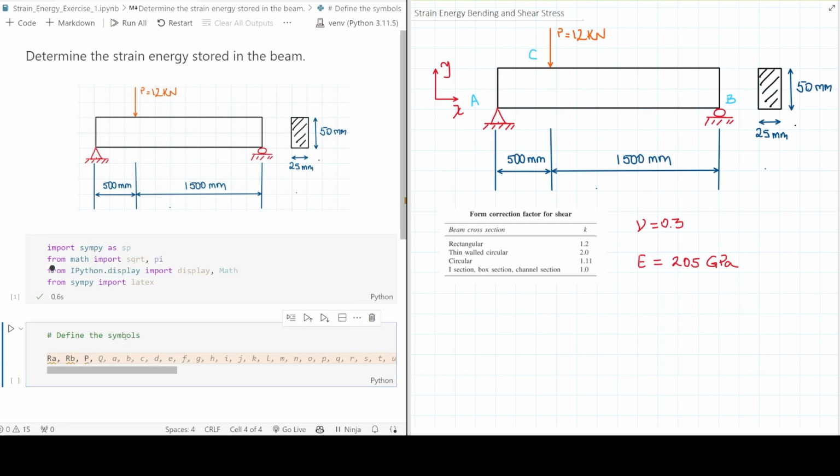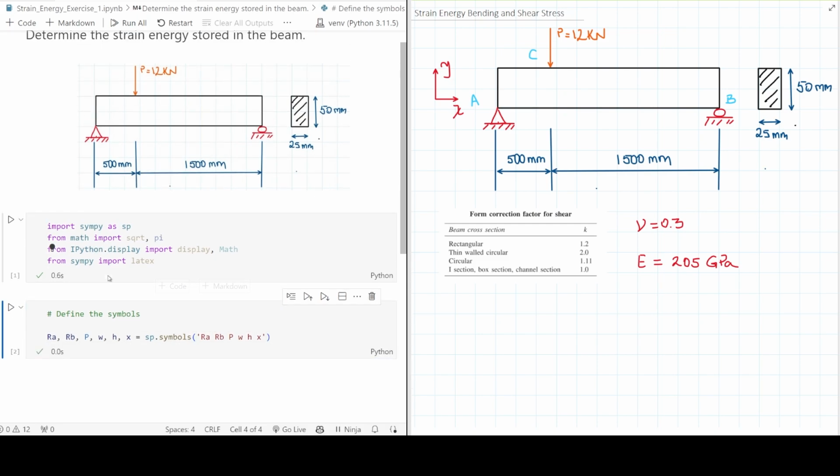So I need to put the width, the height, and what else? X is going to be important. Yes, X, because our equations for shear force and bending moment are going to depend on X. And then I think it's going to be more than enough. So it's completely there, and I think it's perfect as it is. If there is a need to include any other symbols, I will do it later. Perfect. Now, let's calculate the reaction forces.